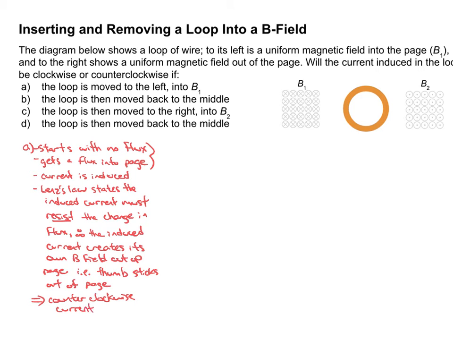So that's kind of a long-winded explanation there. The rest of these, I'm just going to do a shortcut explanation. So having realized that I get a counterclockwise induced current when I put my ring to the left. Part B, what if I then remove the ring? So now it's already in there, and now I'm removing it, taking it back out to the middle. So that's just going to be the opposite. That's just going to do the opposite thing. So the answer is going to be that a clockwise current will be induced.